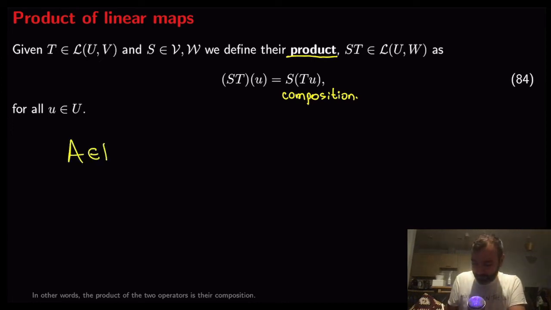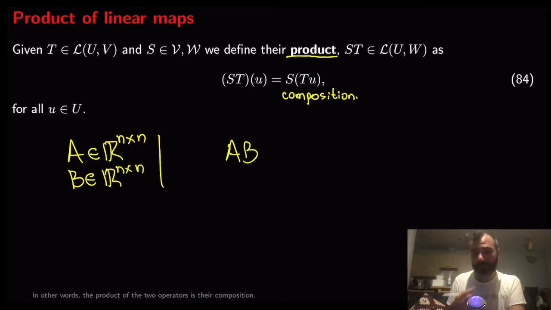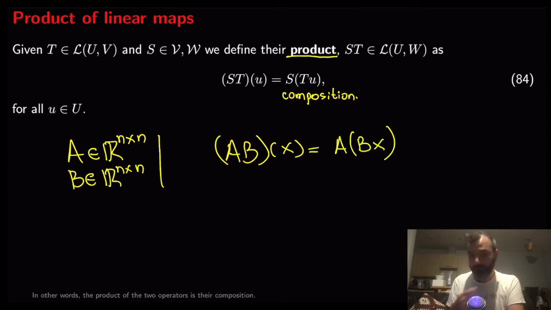Take A to be a matrix, say in R^(n times n). Take B to be another matrix in R^(n times n). What is the matrix AB if you see it as a function? Well, what AB does is that AB(x) is equal to A(Bx). Now if you see this as multiplication, I'm multiplying B times x, getting the result, which is a vector, and then I'm passing this result to A. So this is what the equation above says.